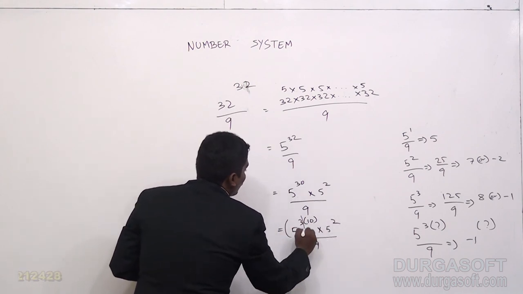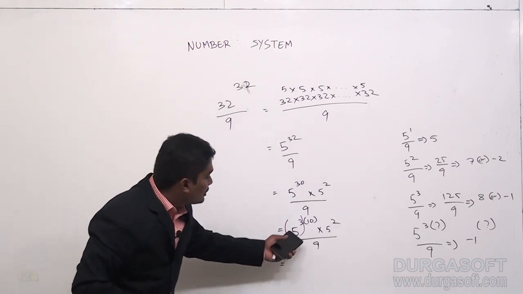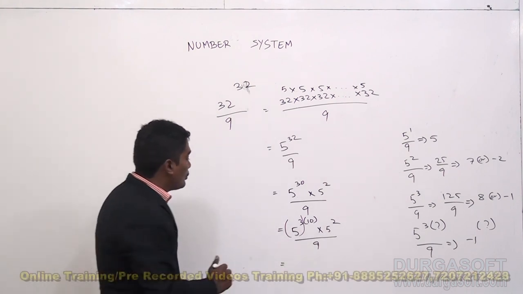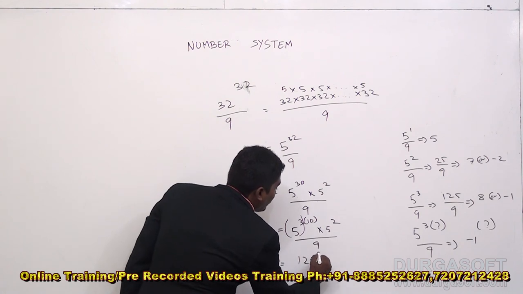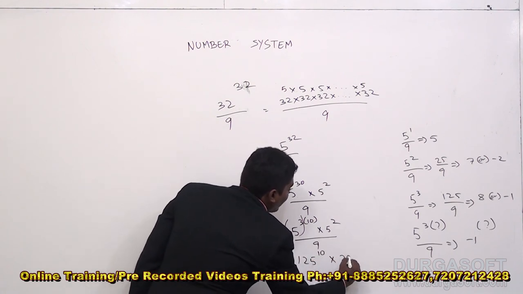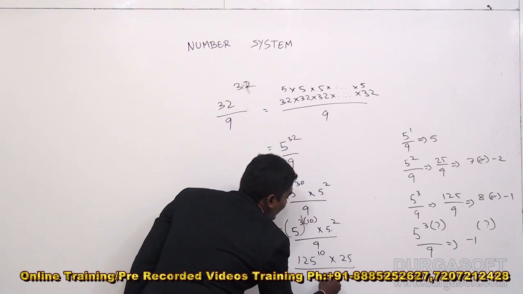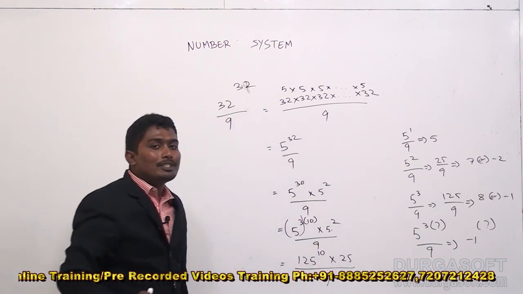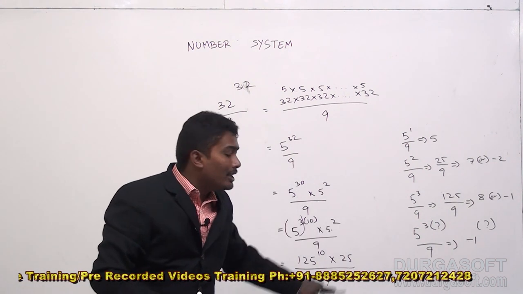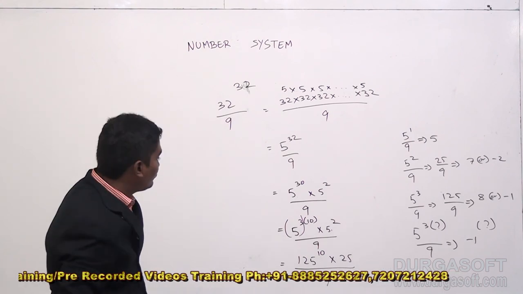Now you group this 5 cube. Once you group this 5 cube, you'll get 125 to the power 10 into 25. 5 square is 25, 25 by 9. Now 125 by 9, what is the remainder I'll get? 125 by 9, the remainder is minus 1.